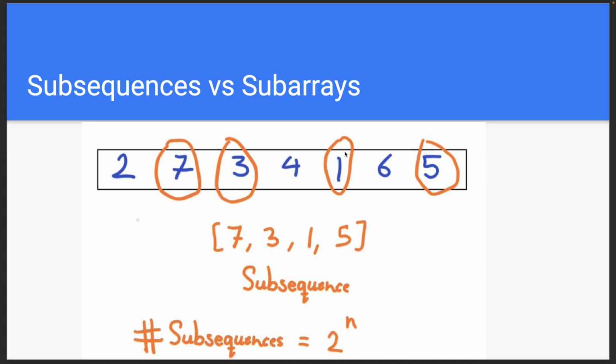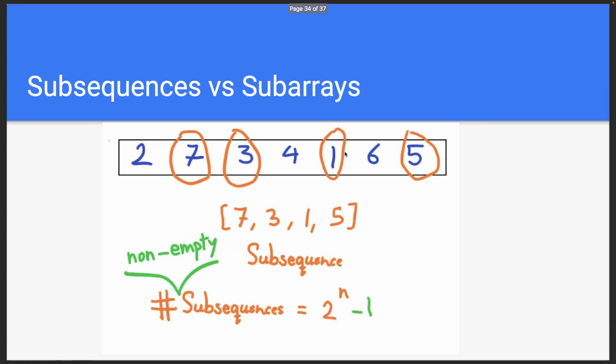2 to the power n, because you can choose each number to be present in the subsequence or not. But there is a thing you should consider. With 2 to the power n, you also consider the empty subsequence. It's possible to get the empty subsequence. So if the problem asks for non-empty subsequences, you should just subtract 1.